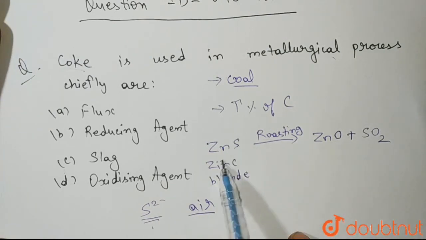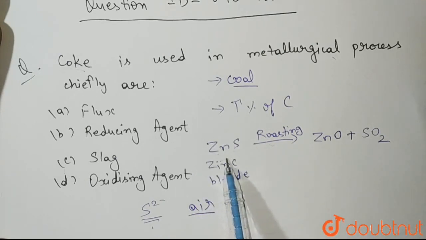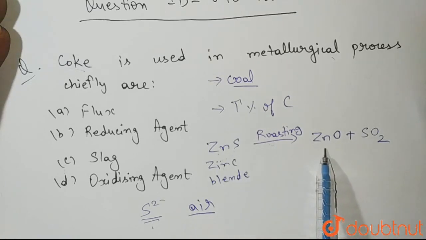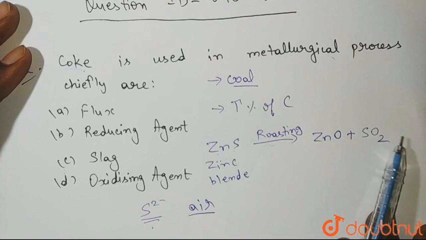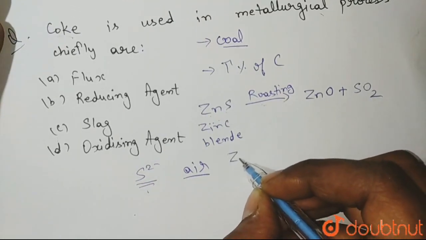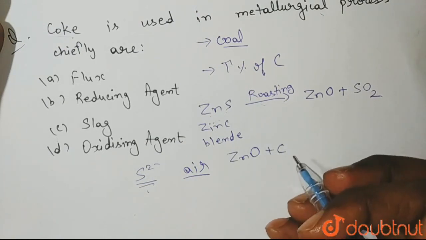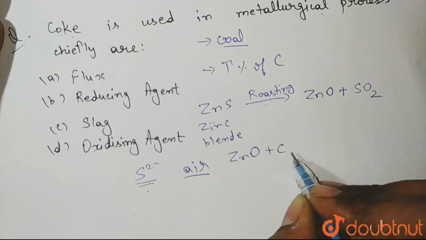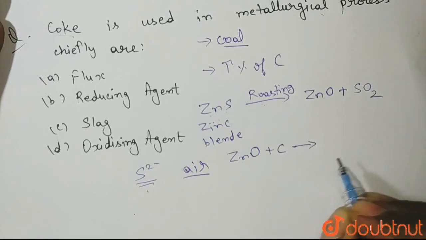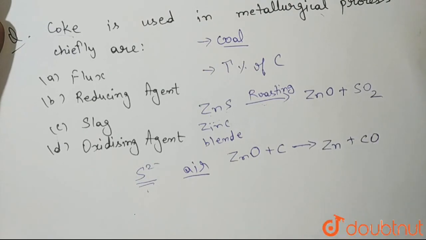So like what happened here? Zinc sulfide, we do the roasting. That means we heat this zinc sulfide ore at a very high temperature, and we get zinc oxide plus sulfur dioxide. Now the next step, we take this zinc oxide and we treat it with coke. That is nothing but carbon, right? Coke is nothing but carbon. We treat it with coke, and we get zinc, plus carbon monoxide will be released. So in this way, we get our pure metal.